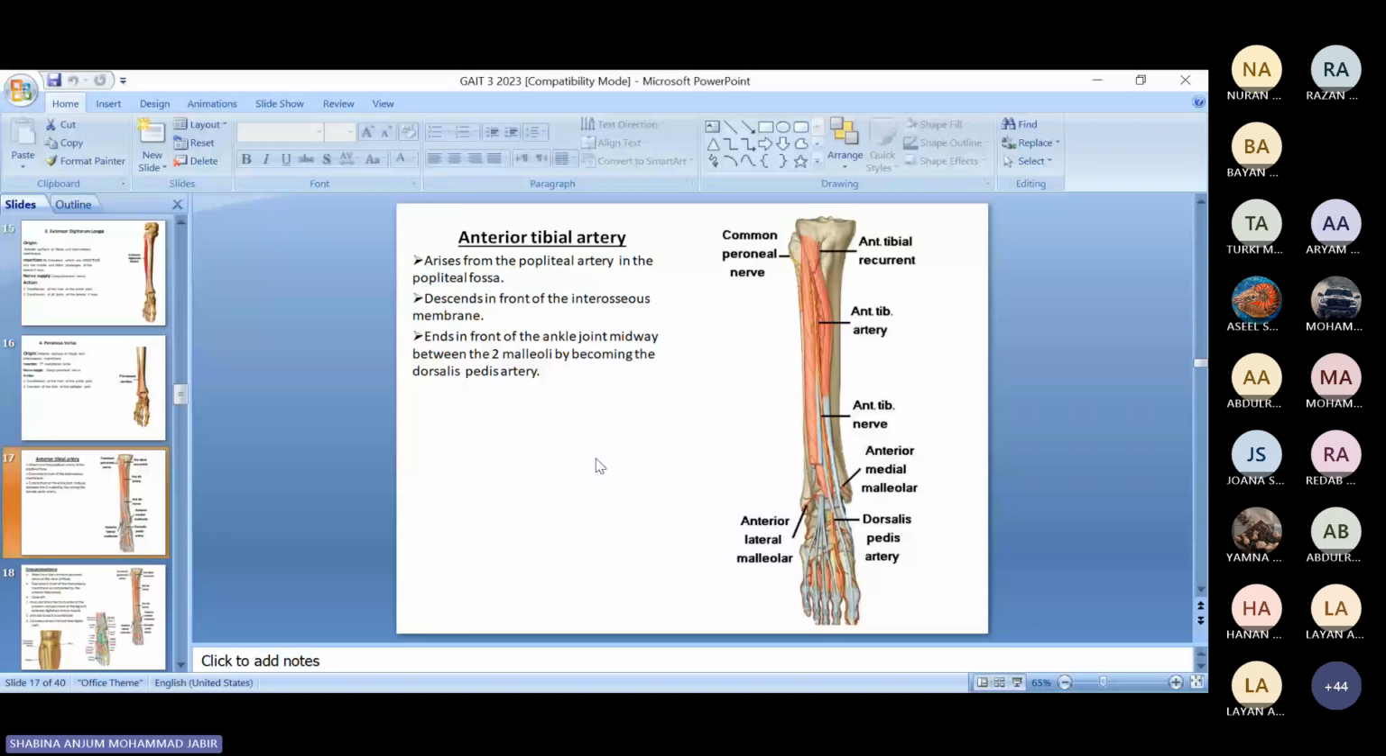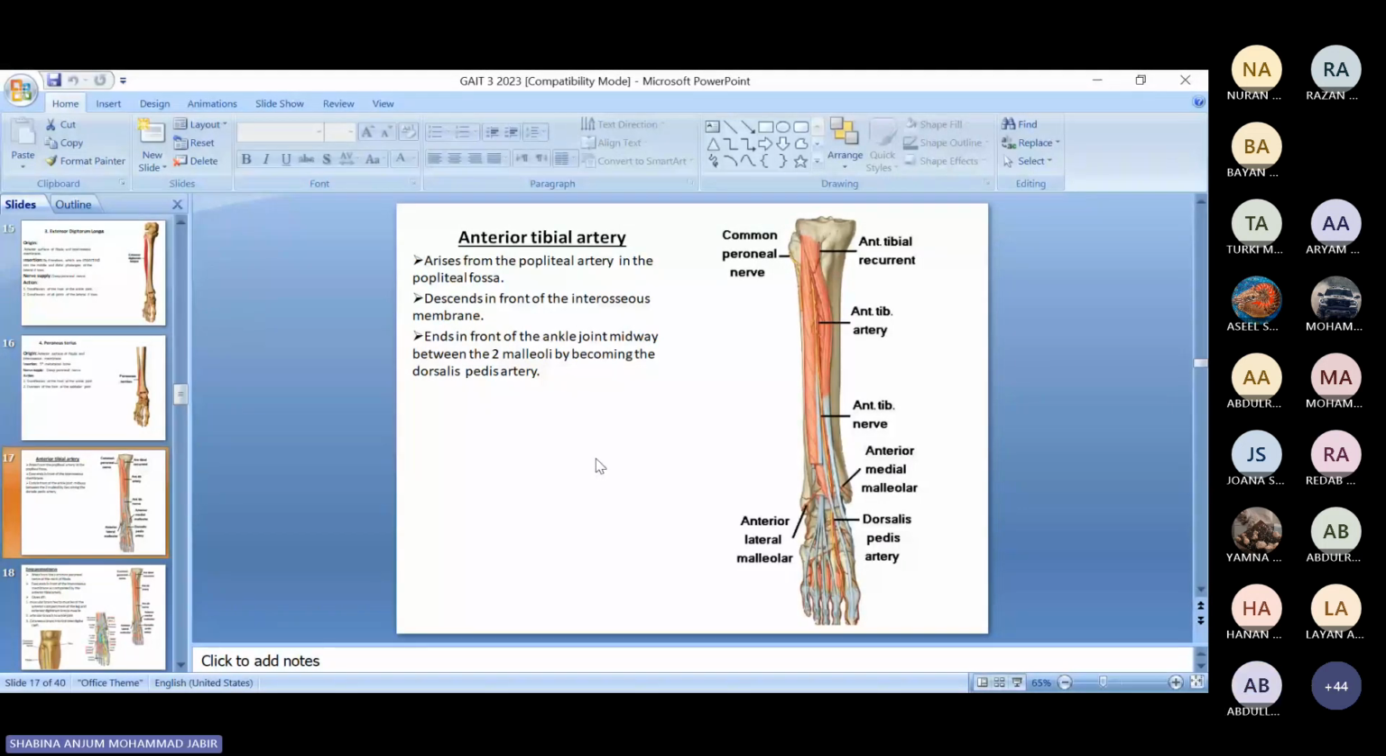What is the artery? It is the anterior tibial artery. From where will it come? If you remember, there is the popliteal artery. The popliteal artery was coming from where? Any idea? The popliteal artery is a branch from which artery?